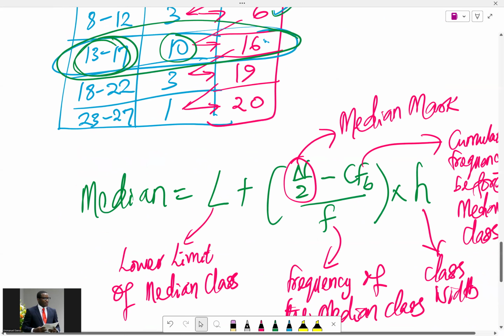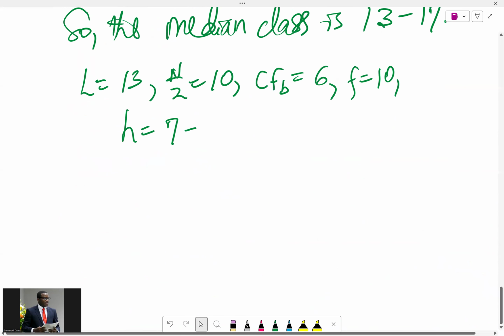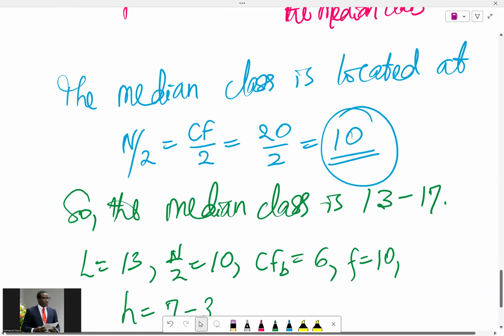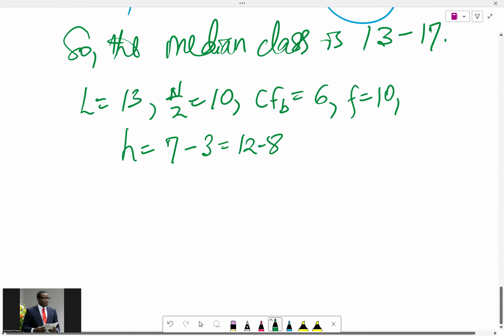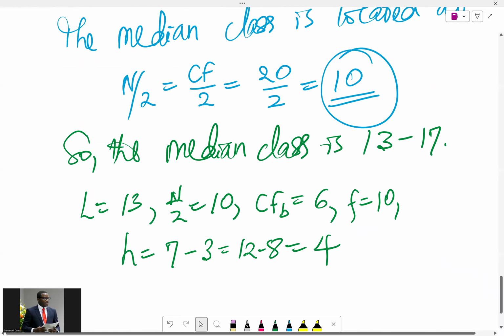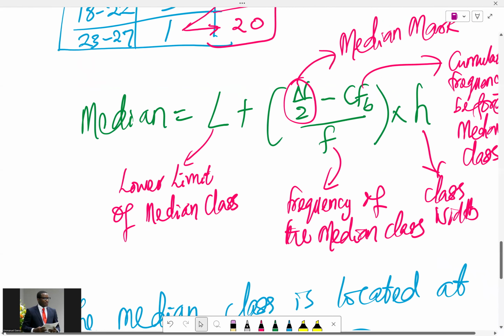So please, anybody listening to this, follow whatever you're taught in class, because sometimes people subtract, sometimes you just count. But since I've been subtracting all along, the first class is 3 to 7, for instance. So I think that should be 7 minus 3, or 12 minus 8, which is the same thing, and that is 4. The other approach would be to count from 3: 3, 4, 5, 6, 7, or 8, 9, 10, 11, 12, which would be 5. But here I've been subtracting, so I just take it as 4. So be sure you do it according to what you're taught in class. That's really important. Please pay attention to that.